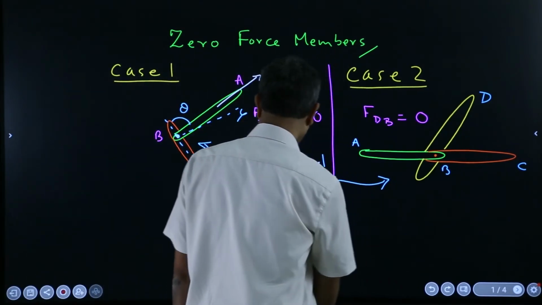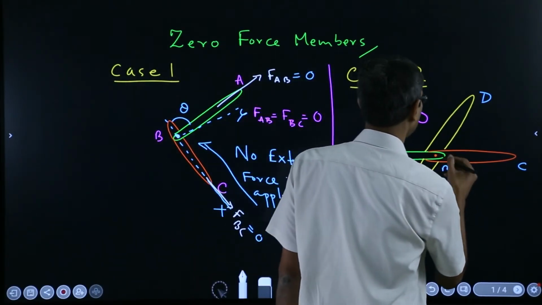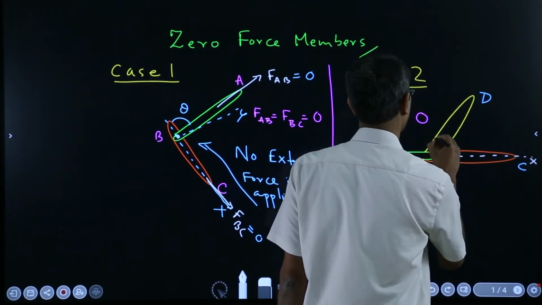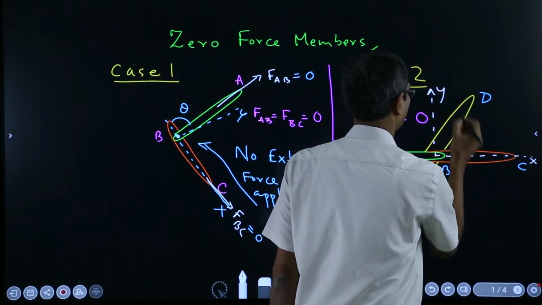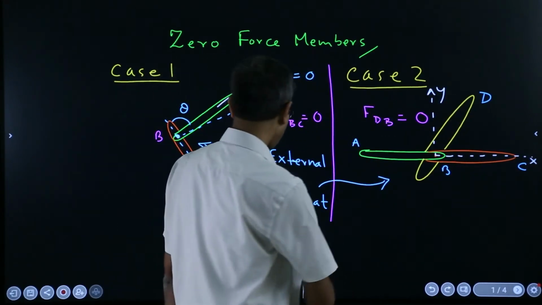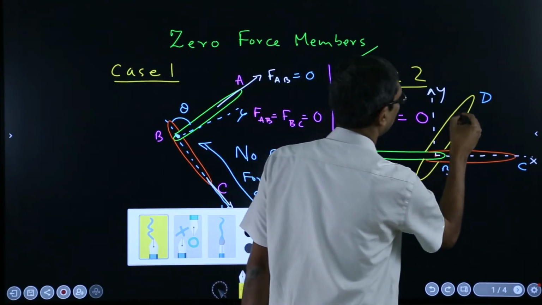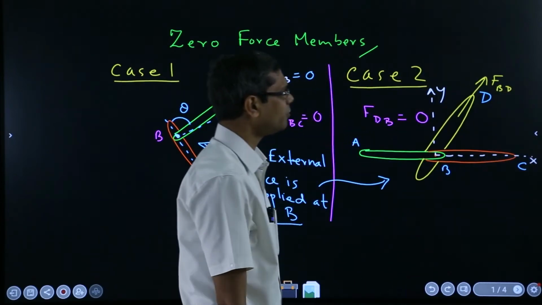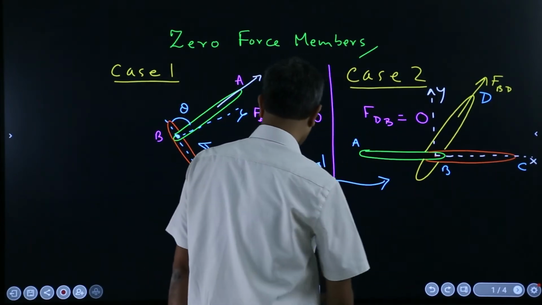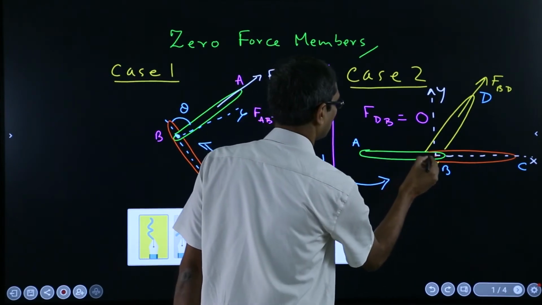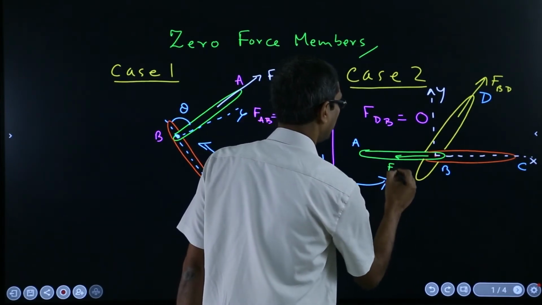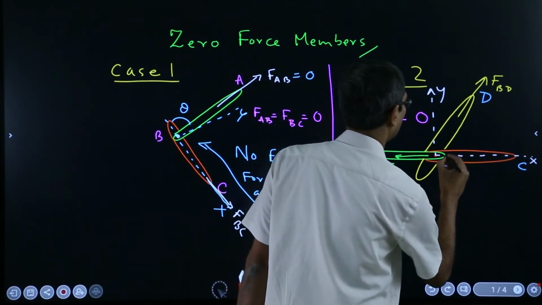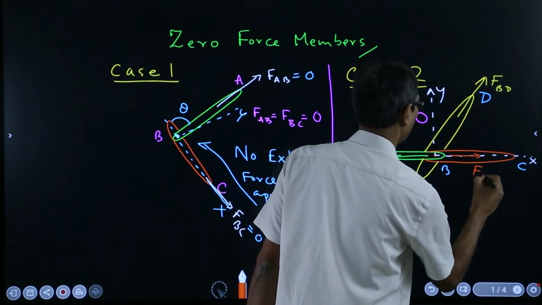Now coming here, for very similar reasons, you just define a coordinate system, maybe like this, x and y. Now if you have a force here, say FBD, and the other forces here are say FAB, and on that side maybe the force is FBC.